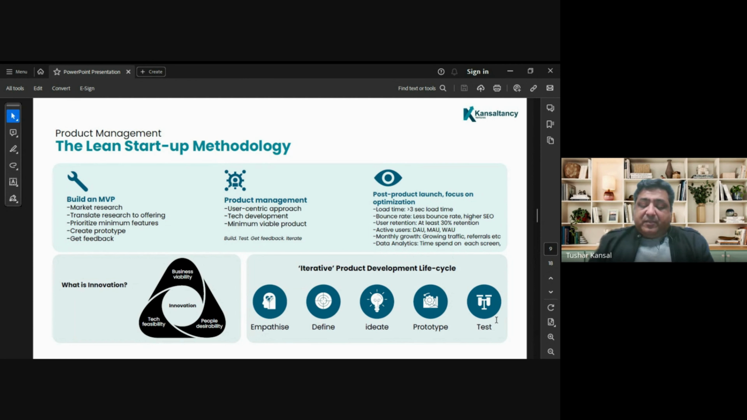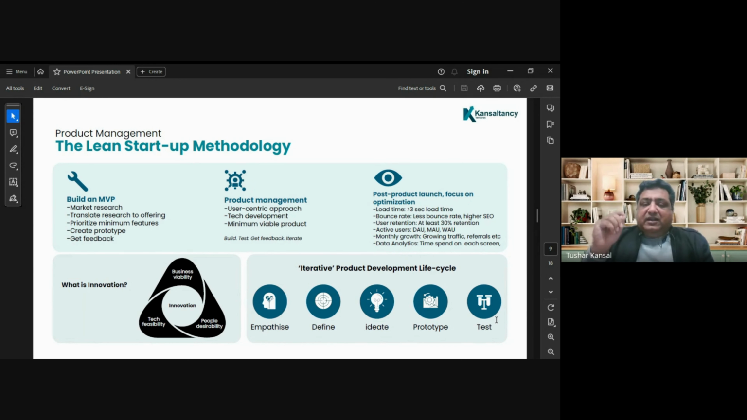Now, what is comprising the iterative product development cycle? You have to empathize, define, ideate, and prototype, and then test again. What happens in ideate and prototype? You use growth hacks. For example, if you understand Instagram's algorithm, you'll be able to put your posts with the right timing, with the right photo attached with it, and marking the right people, and sending that post at the right time. So that is a growth hack.